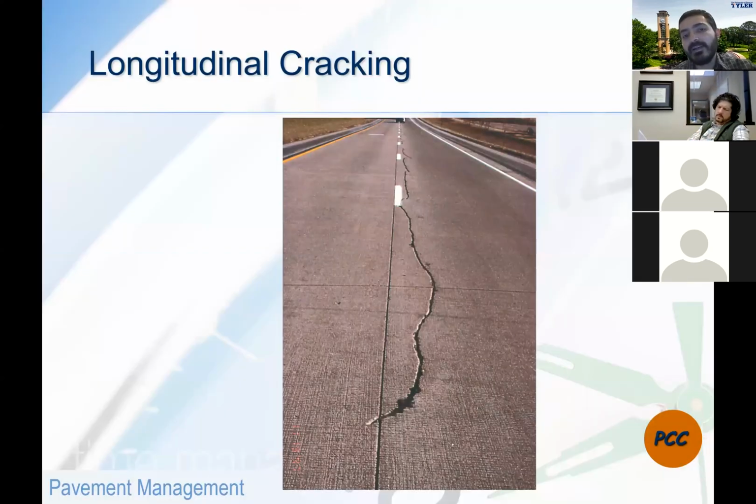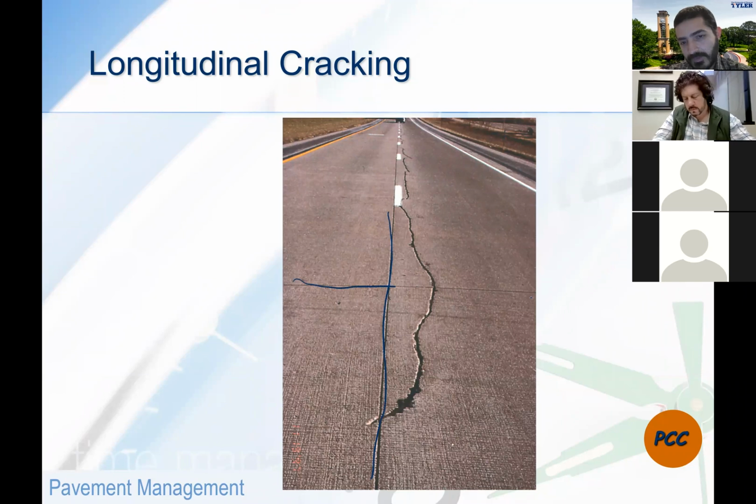Longitudinal cracking. This is a problem that we see with Portland cement concrete. Basically, what happens with longitudinal crack is we pour concrete. The contractor will pour concrete, and then somewhere between 24 hours to 48 hours, he or she has to come back and do the cuts. Those cuts here, those are the joint cuts.